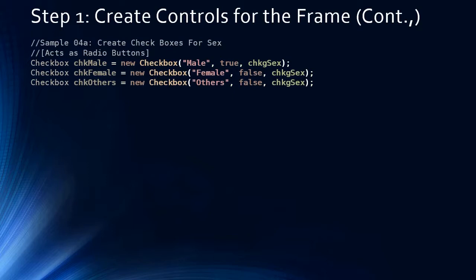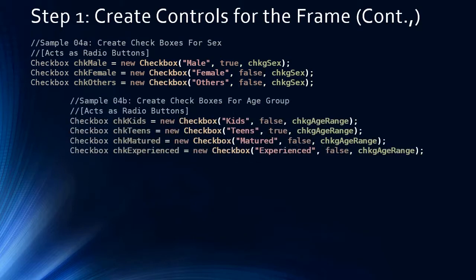Next, we pass the checkbox group name. In the previous slide, if you see, we created two checkbox groups, right? So here we are passing chkg6, that means the checkbox group. For all three checkboxes, we pass this group name. That means we are grouping all these three checkboxes, male, female and others, under the chkg6 group. Alright, so now we grouped these three checkboxes under one checkbox group named sex.